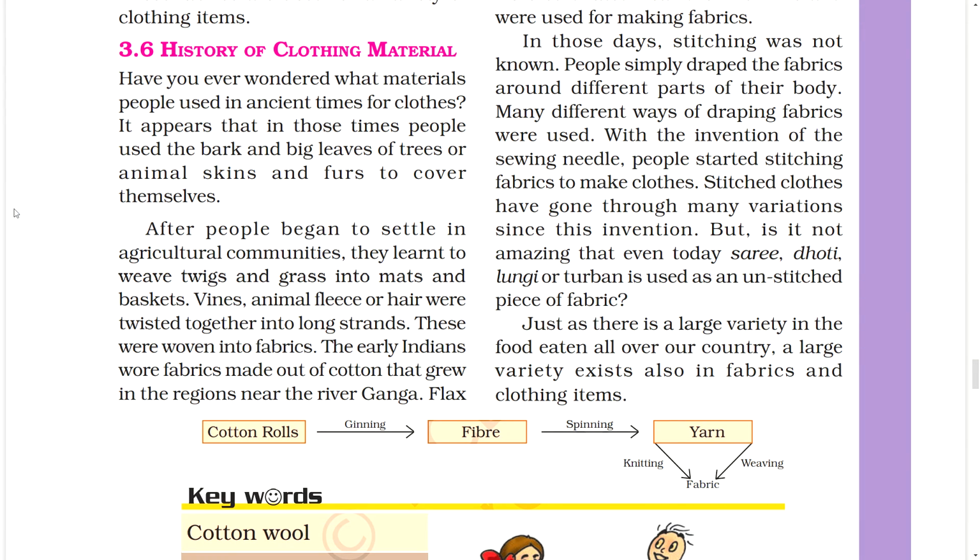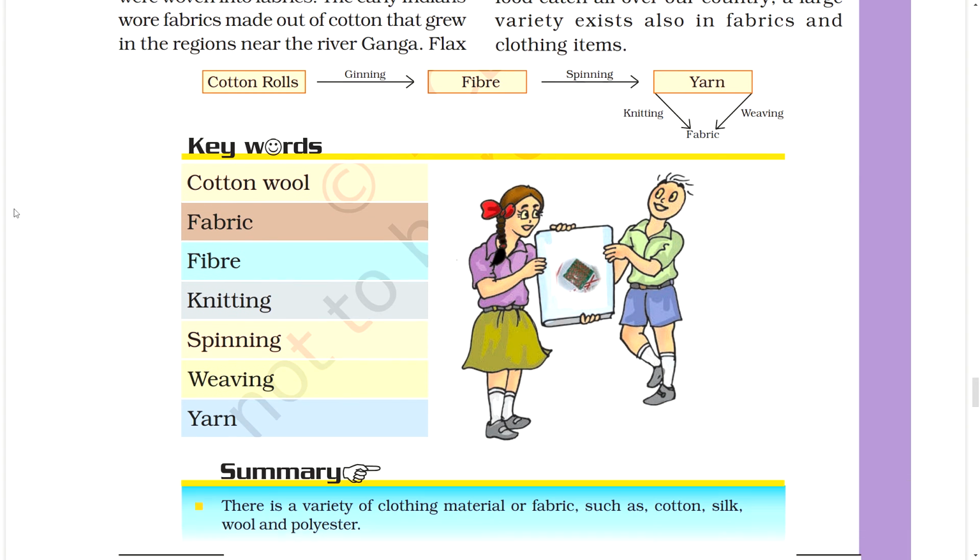Just as there is a large variety in the food eaten all over our country, a large variety exists also in fabrics and clothing items. Cotton rolls, ginning, fiber, spinning, yarn, knitting, fabric, weaving, fabric. Keywords: cotton, wool, fabric, fiber, knitting, spinning, weaving, yarn.